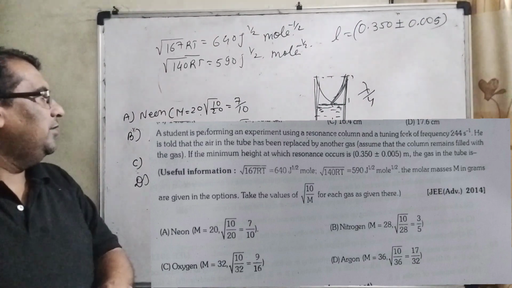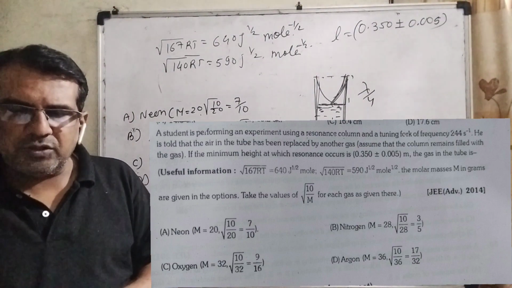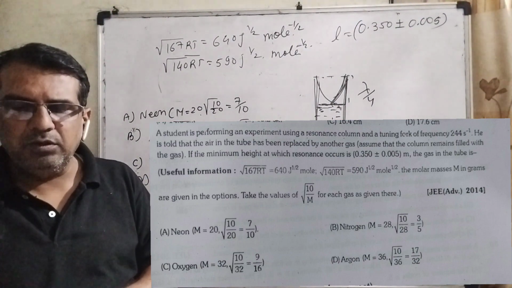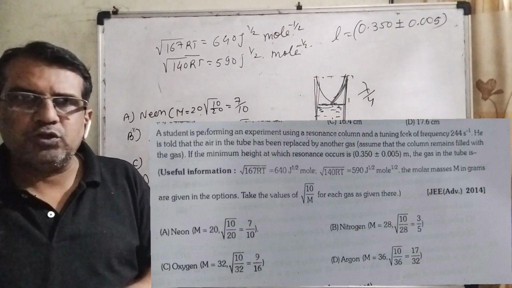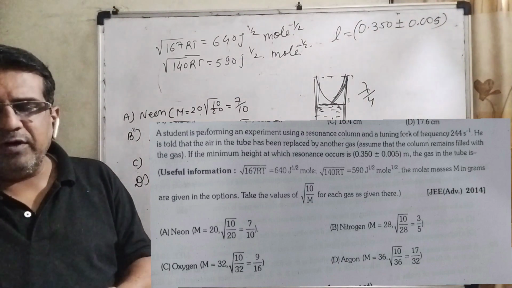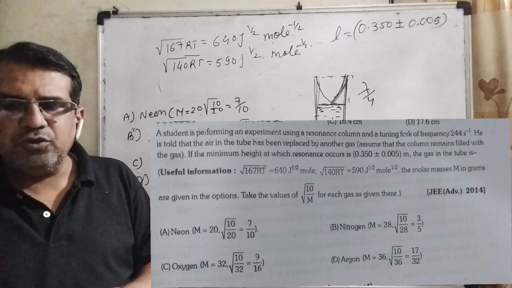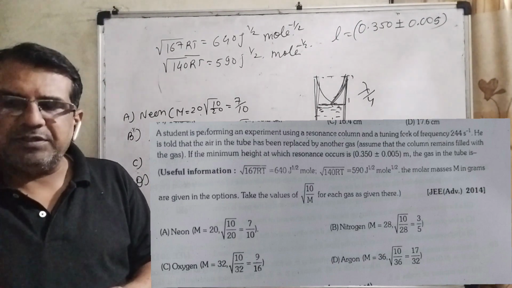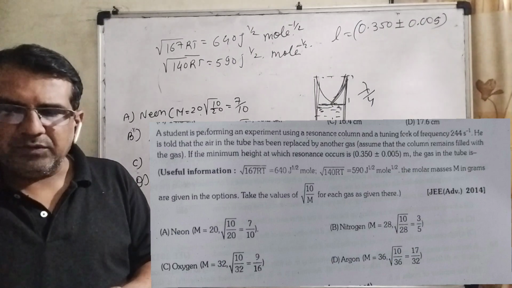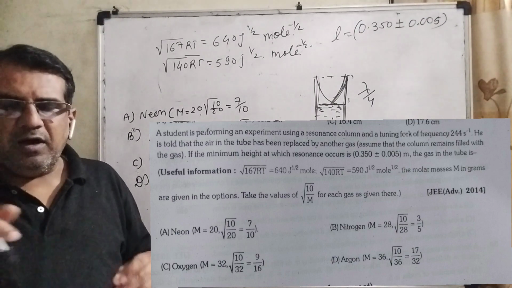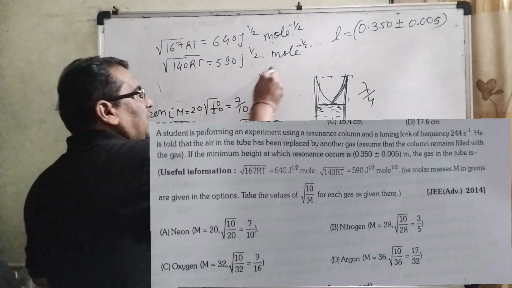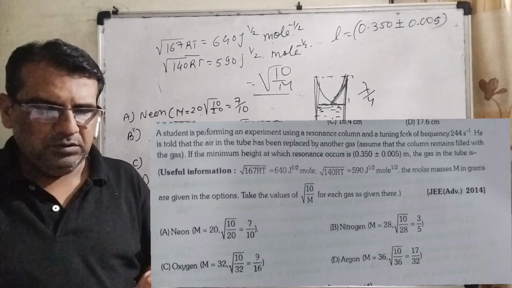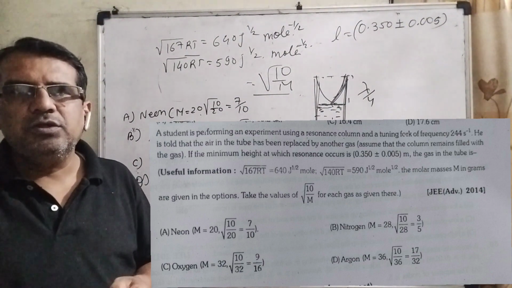All the information is given in the question, and we have also been given useful information: root 164 RT is equal to 640 joule to the power 1/2 mole to the power minus 1/2, and similarly, root 140 RT is equal to 590 joule to the power 1/2 mole to the power minus 1/2. Here the molar mass M is given in grams in the options, and take the value of molar mass as 10 by M. It is also given in the question. This question was asked in JEE Advanced 2014.